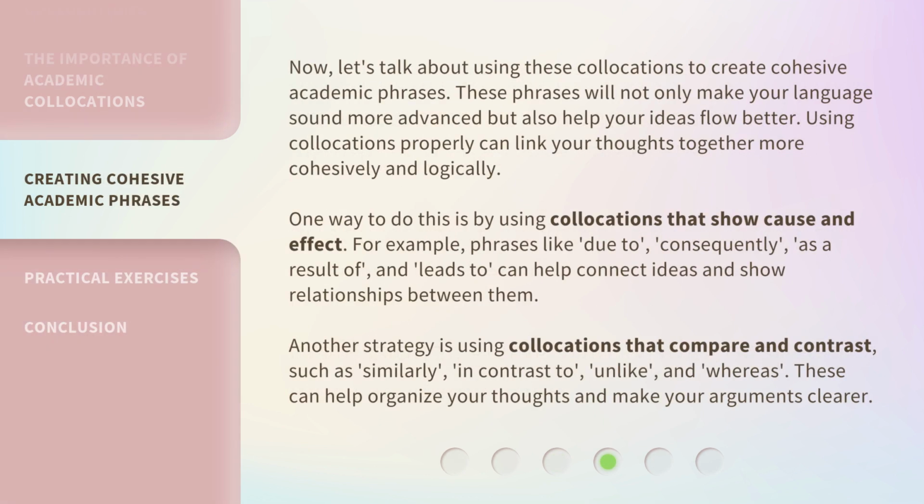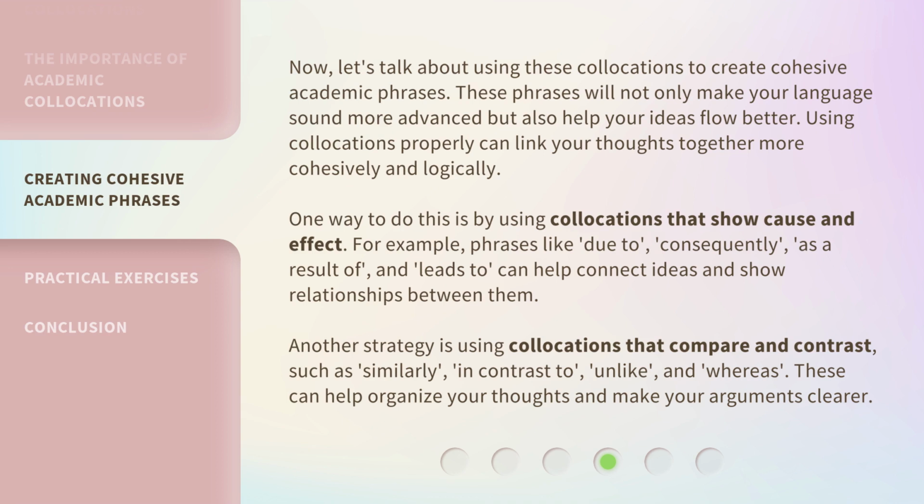Now, let's talk about using these collocations to create cohesive academic phrases. These phrases will not only make your language sound more advanced but also help your ideas flow better. Using collocations properly can link your thoughts together more cohesively and logically. One way to do this is by using collocations that show cause and effect.